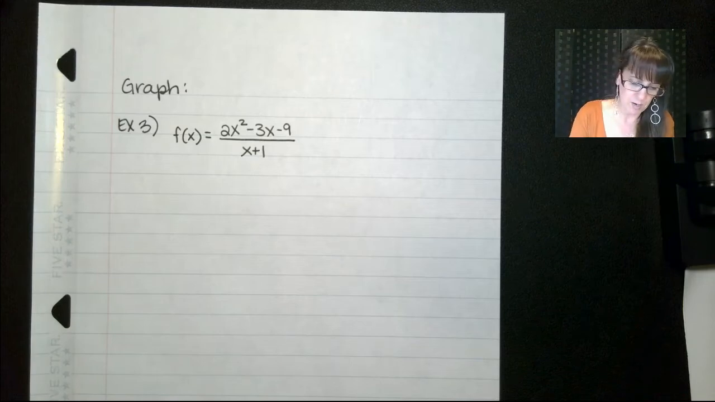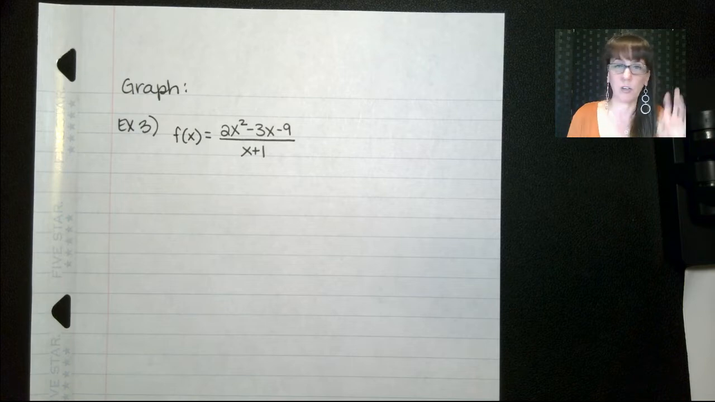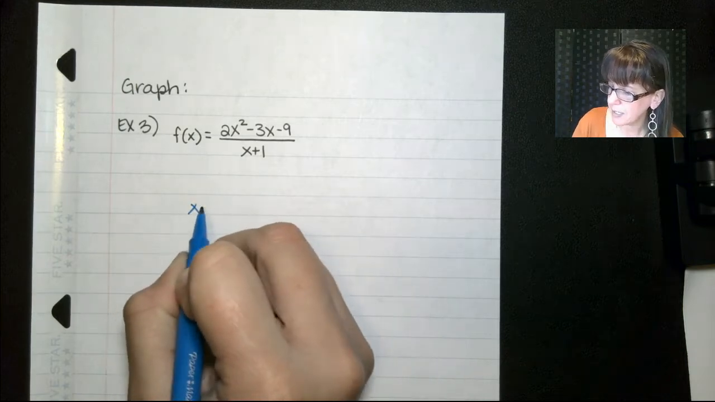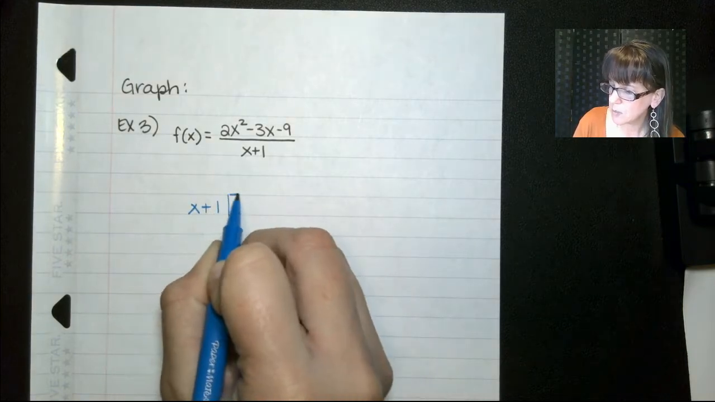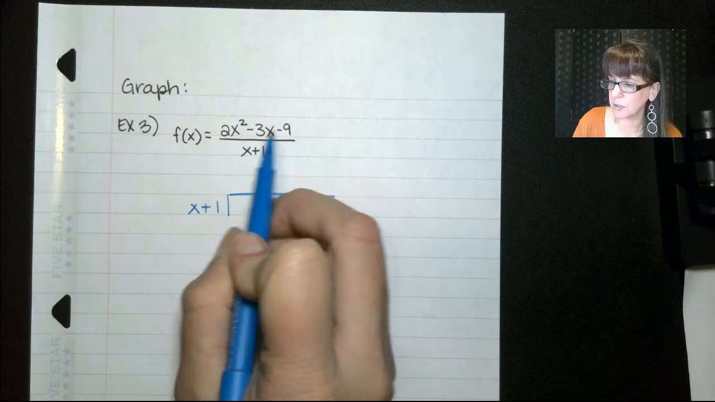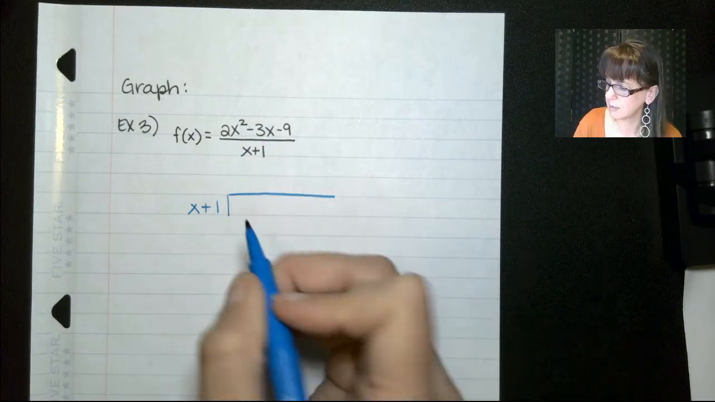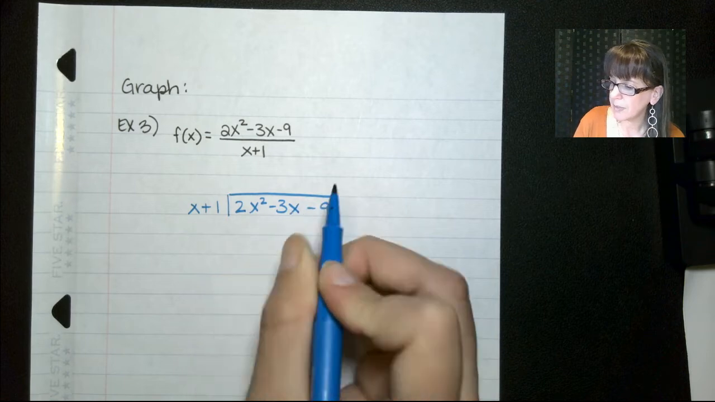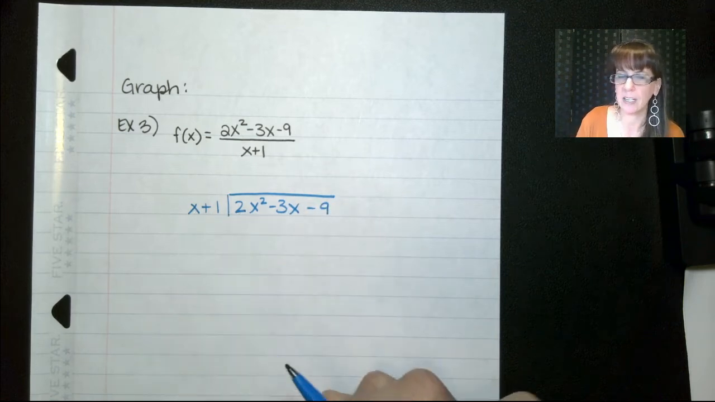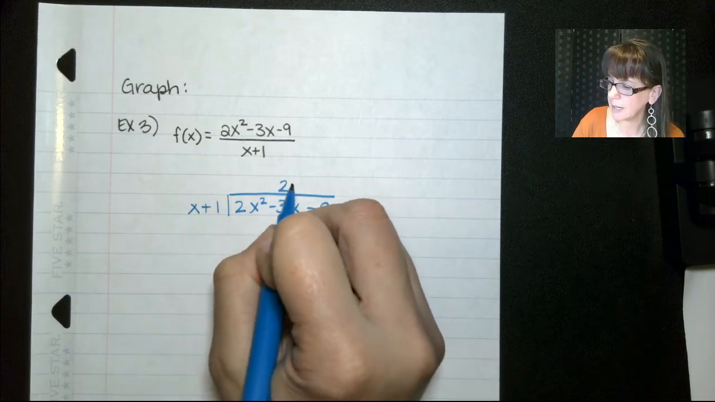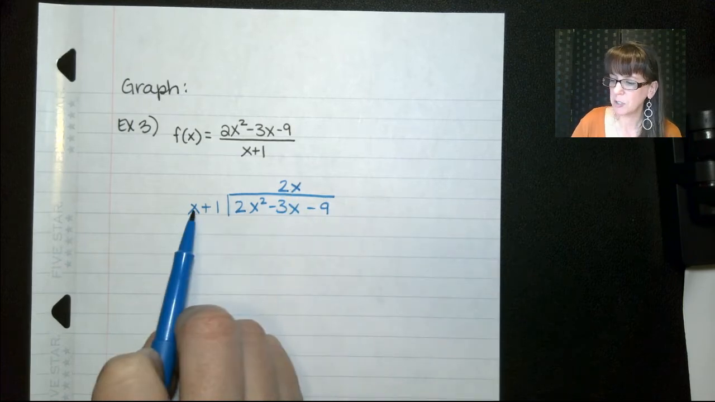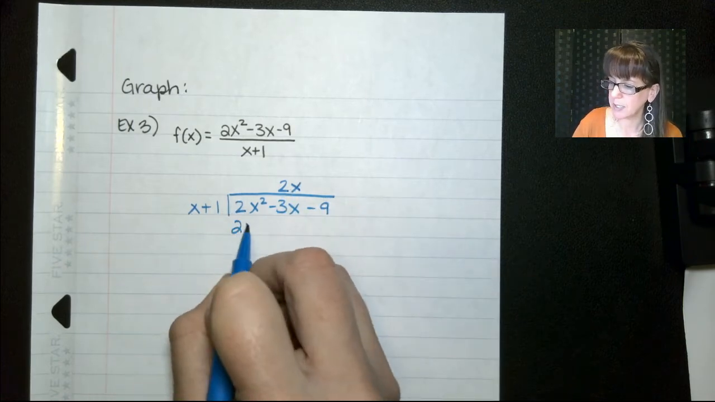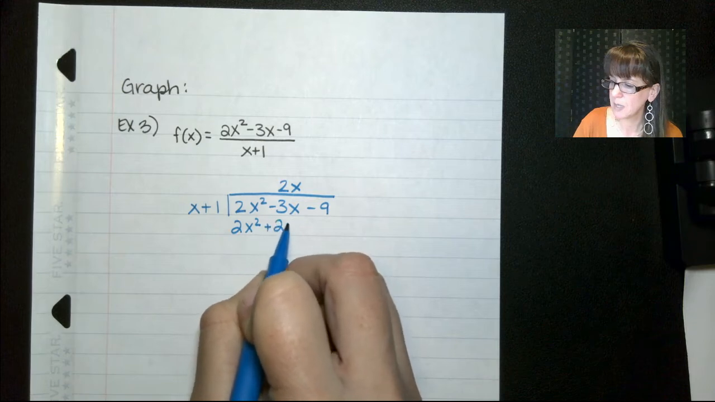Okay, so we look at this and we see that for our horizontal asymptote, it's bigger on top, so that means that we don't have one, but we need to check for an oblique, and we're going to do that by dividing. This one does not need any sort of placeholder because it goes x squared, x, and then our constant. So what do I need to multiply x by to get 2x squared? Just 2x. Take that 2x and multiply it by this binomial. We get 2x squared plus 2x.